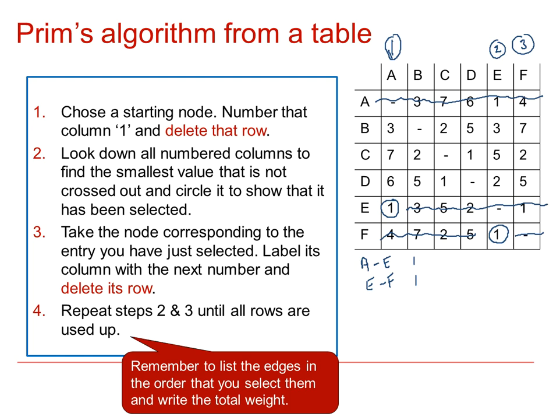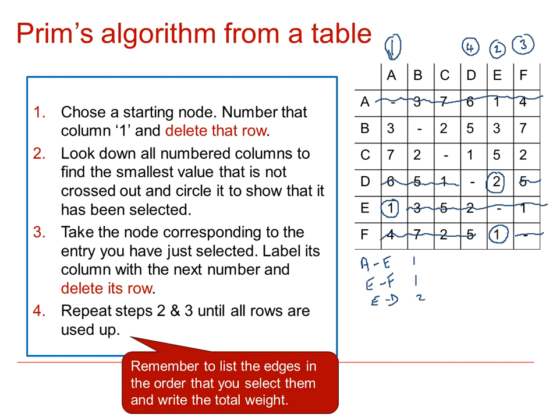This time we're looking down 3 columns, and to find the smallest number we can, there's a choice here. We could either choose the E to D or from F to C. So I'm going to choose the E to D, and that's size 2. Delete the rest of that row and label column D as being number 4.